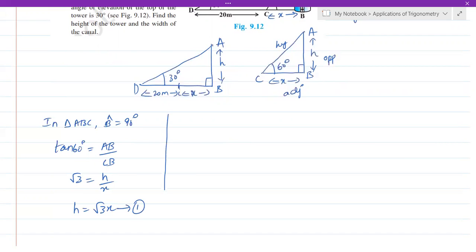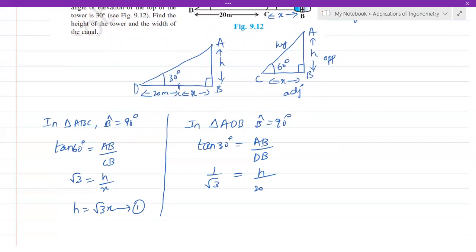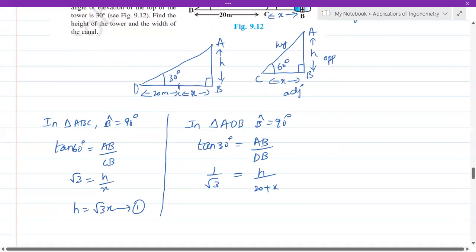Let's take the other triangle. In triangle ADB, B is 90 degree. Again, make use of tan itself. Tan 30, very clearly opposite is AB, adjacent is DB. Tan 30 is 1 by root 3 and AB is H, DB is 20 plus X, isn't it? So the total length will become 20 plus X.